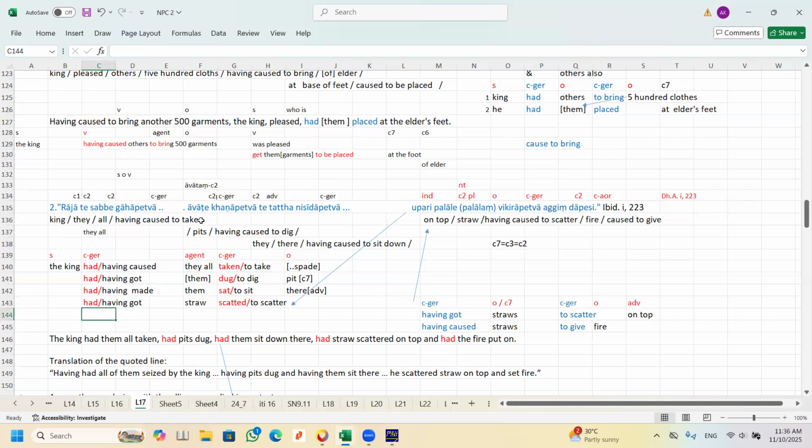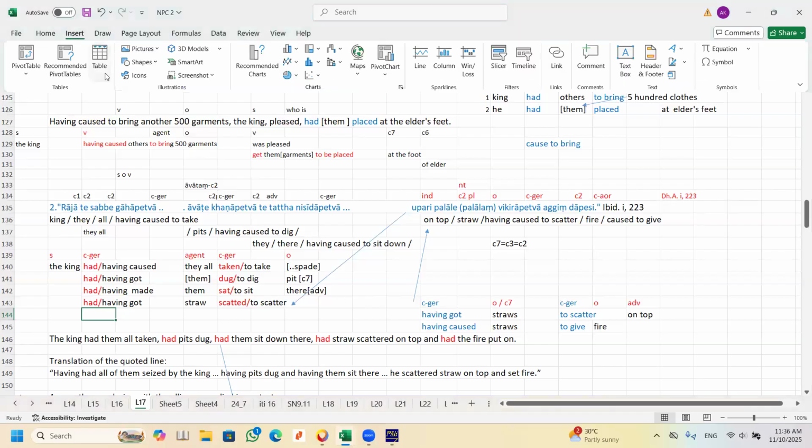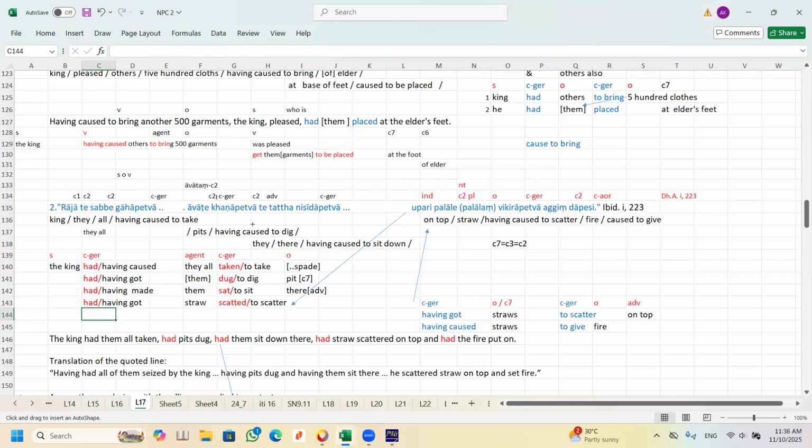See here. Can you see this word is plural? This is a plural, pits. Can you see this word? This is a having, and then this ape is cause. This is to dig. That means here, the king had them dig a pit. This part, number 2. It's a bit difficult to explain. This number 2. That means the king had them.